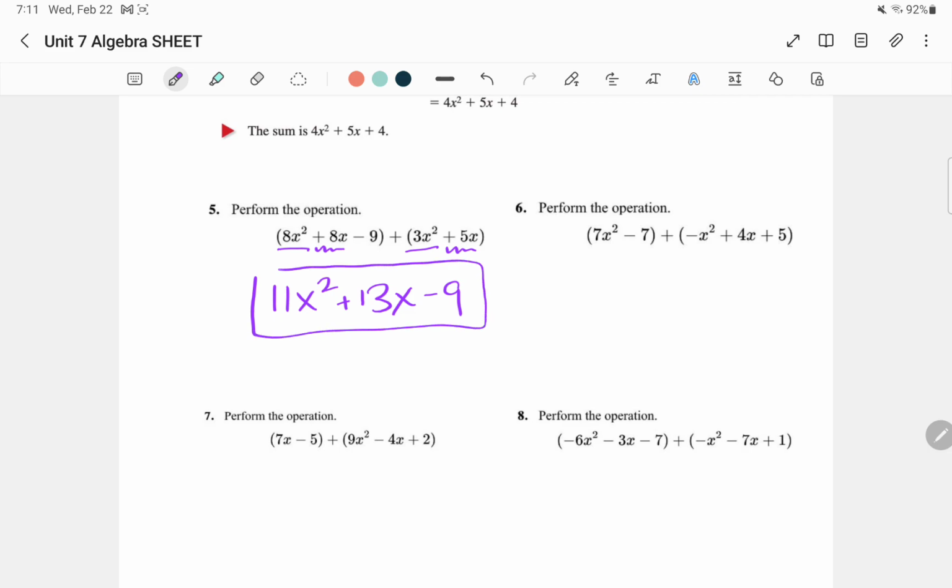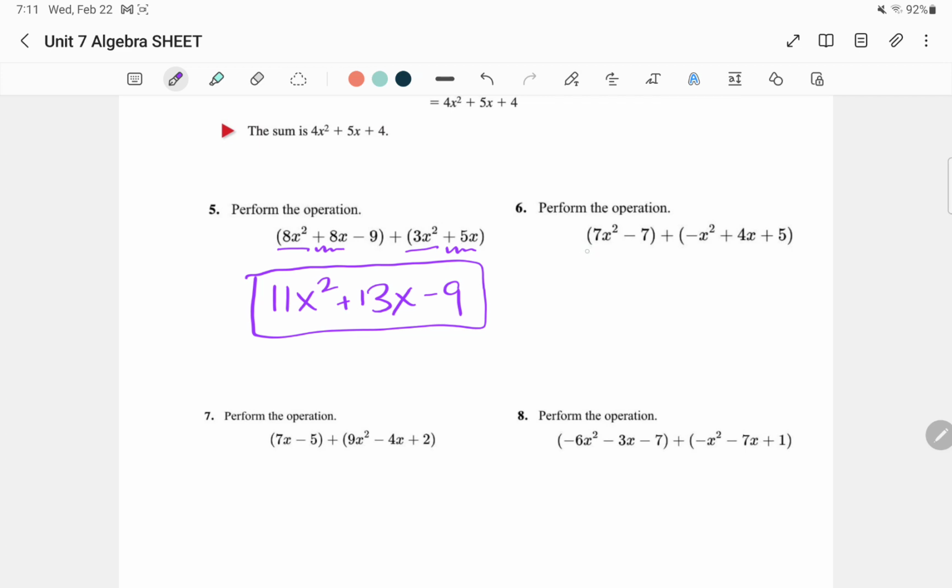And if we forget what like terms are, let me remind you. It has to be the same variable to the same power. So that's why 8x squared and 3x squared are like terms. They're both x squared. And that's why 8x and 5x are like terms. They're just both x.